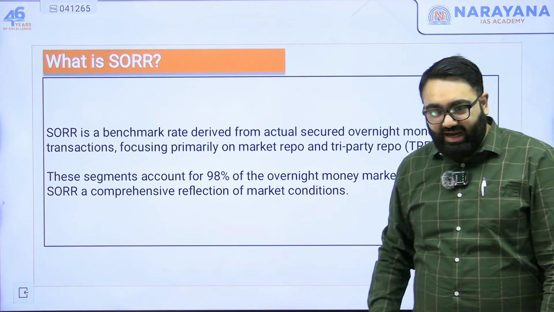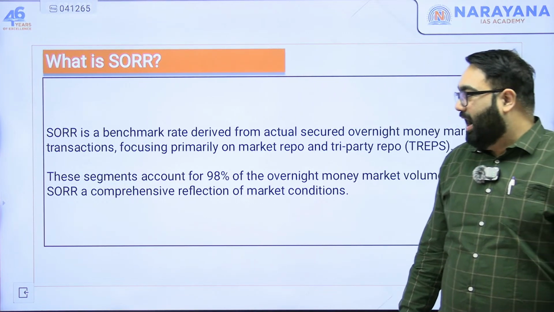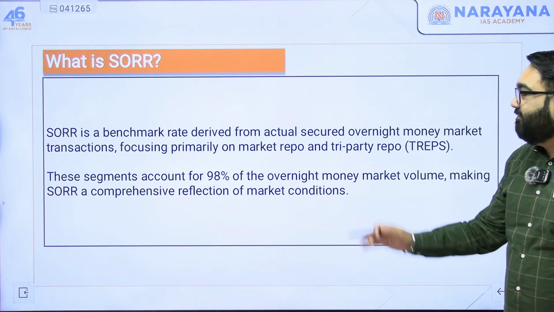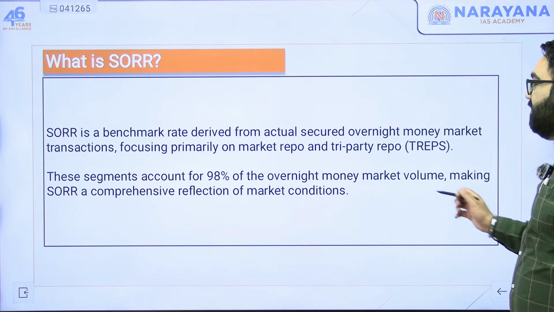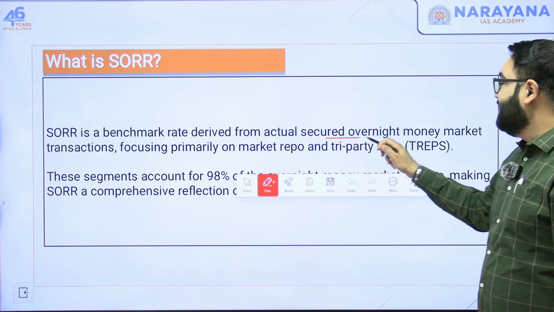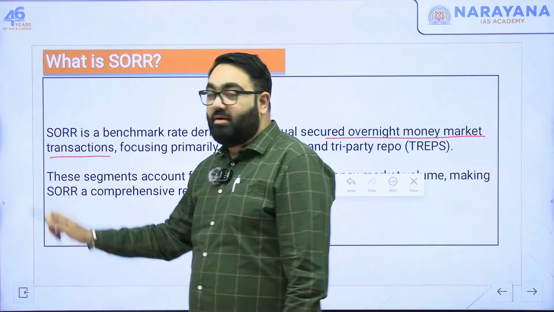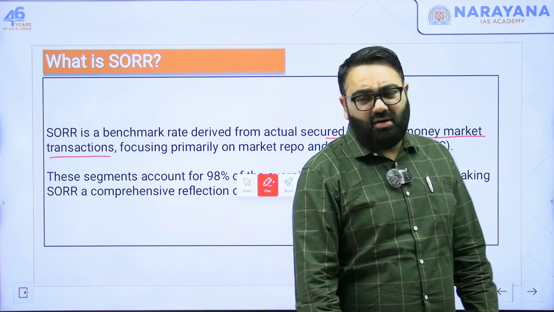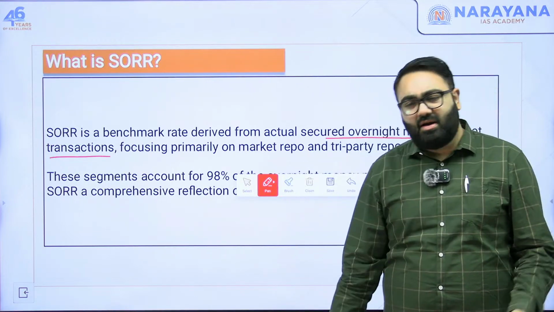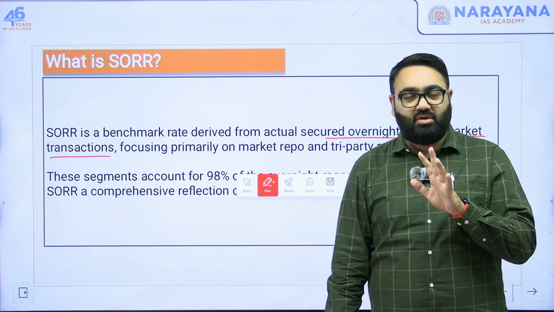Now, this rate, the new method that RBI wants to introduce, SORR, will be derived from the actual overnight money market. The rate will be determined by secured overnight money market transactions. Now, heavy term, understand this. MIBOR was decided by what? Banks giving a random rate of interest and an average was found out. But SORR will not go that way.